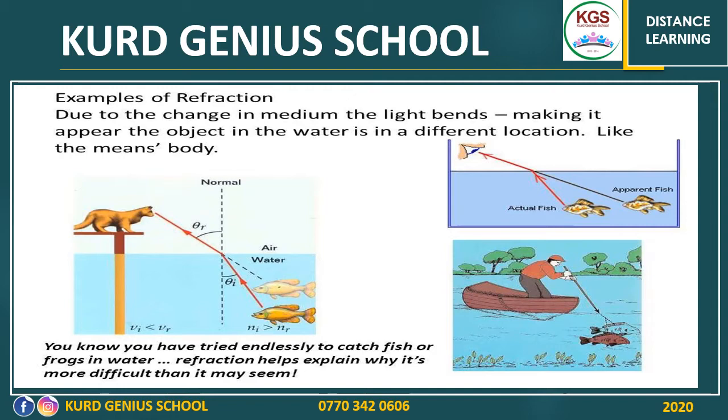So, guys, look here, we have apparent vision and also actual vision. The apparent vision of the fish is where it appears to be, but the actual one is where the light rays bend on the object, which is the fish.